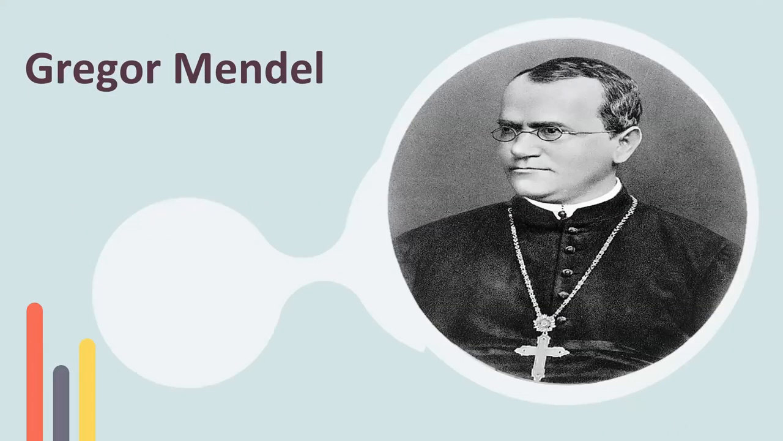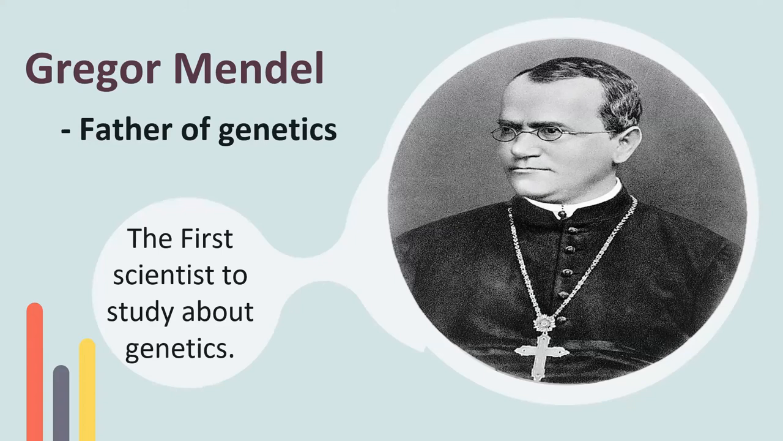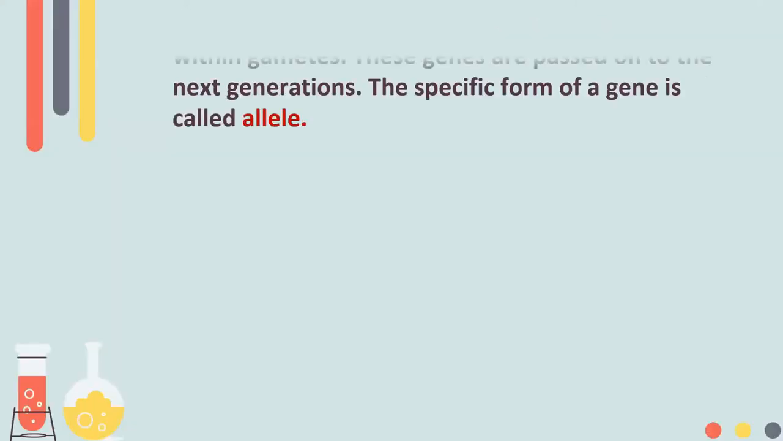Let's have Gregor Mendel. So you are already familiar with him. So he is the father of genetics. He was the first scientist to study about genetics. Gregor Mendel studied inheritance by doing experiment on few plants in his garden, right? He was able to show the living things inherited some traits from their parents. He made the following points.